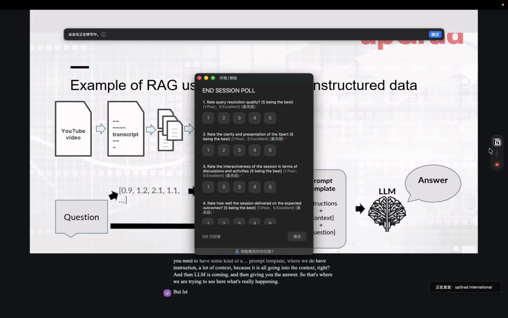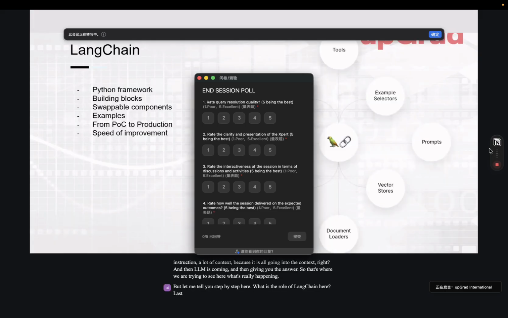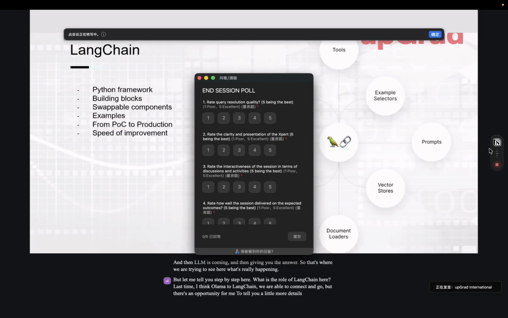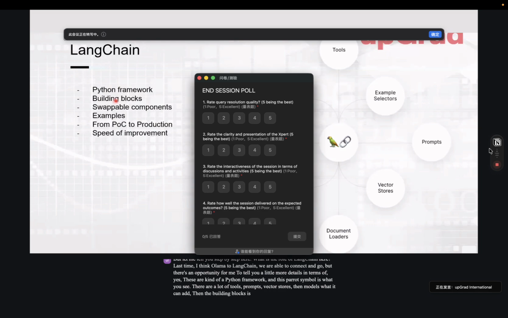But let me tell you step by step, what is the role of LangChain here? Last time, I think we were able to connect Ollama to LangChain, but there's an opportunity for me to tell you a little more detail. Yes, this is a Python framework, and this parrot symbol is what you see. There are a lot of tools, prompts, vector stores, and models it can add. Then there are the building blocks that we are really retrieving it for. We also have a couple of examples, and POC and production are also possible.